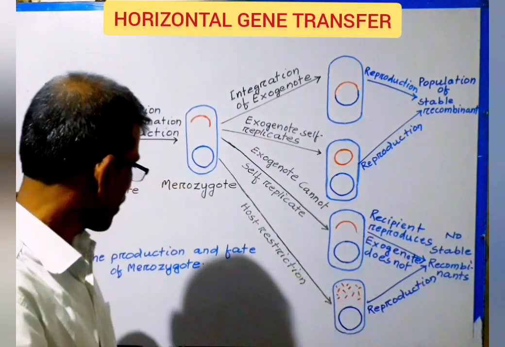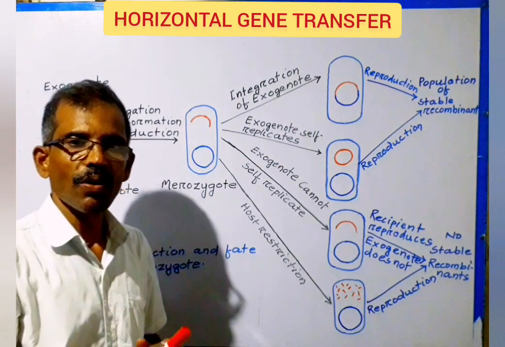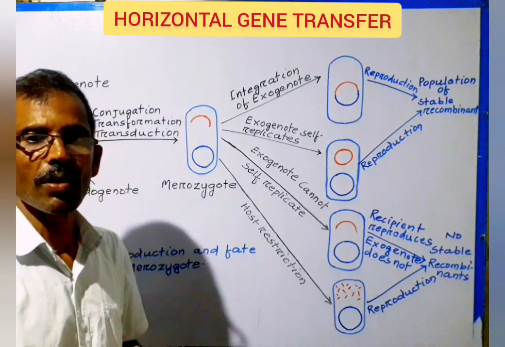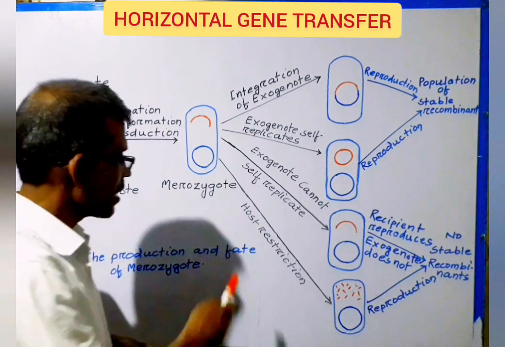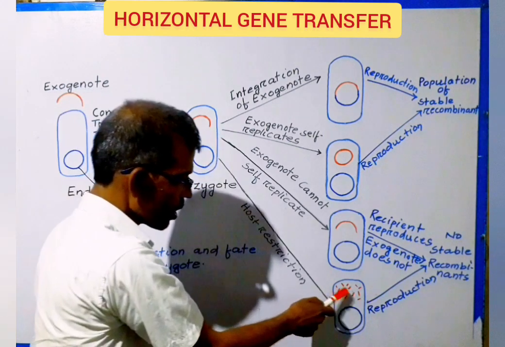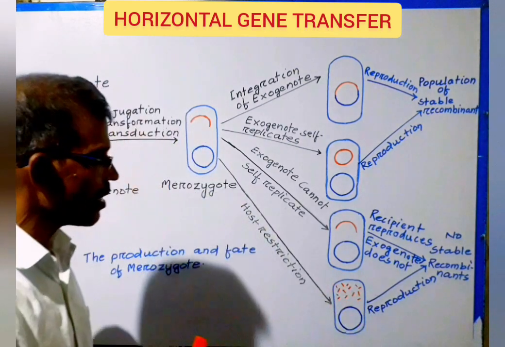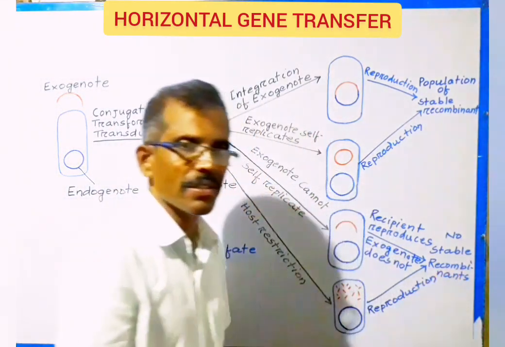Finally, in some cases, there is a process called host restriction, because of which nucleases present in the recipient cell degrade the exogenote into pieces, thereby preventing the production of stable recombinants.